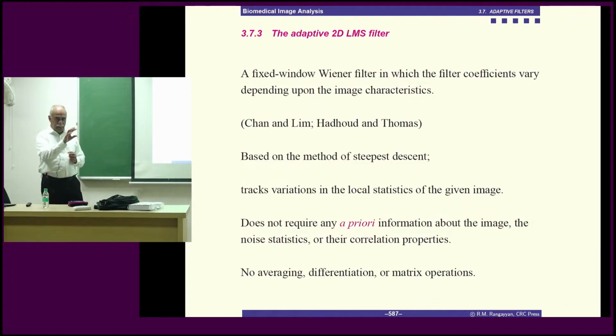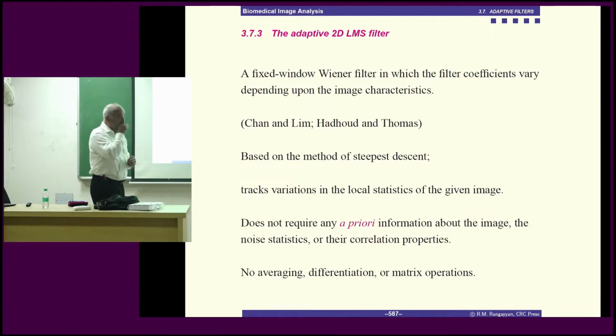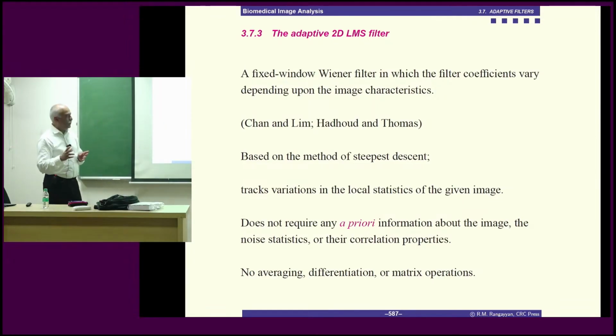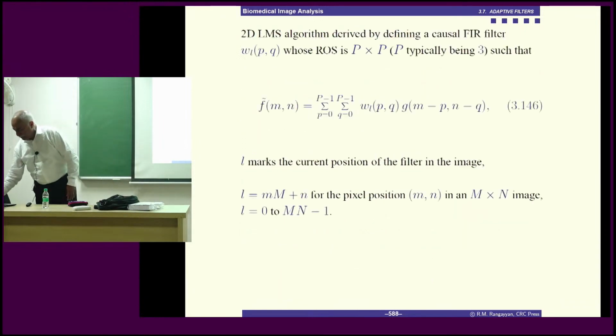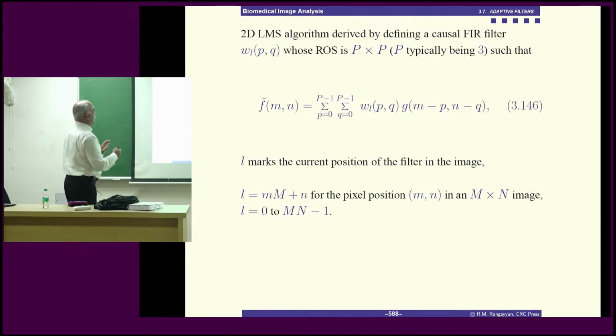You apply this in the space domain. But as you go pixel to pixel, the coefficients within that mask of the filter will change, will adapt to what is present in the image. The adaptation is based on the method of steepest descent, and it tracks variations in the local statistics of the given image or signal. In my signal processing book, you will see the same filter for biomedical signals. It does not require any a priori information about the image, statistics, correlation and all that. There's no averaging, differentiation. It just keeps on adapting. There are limitations. It's a nice approach, but it doesn't always work very well.